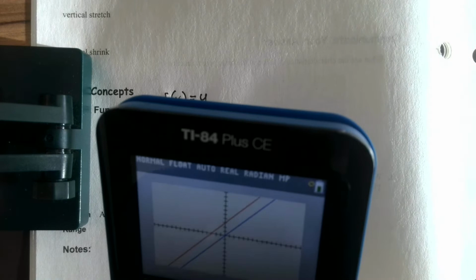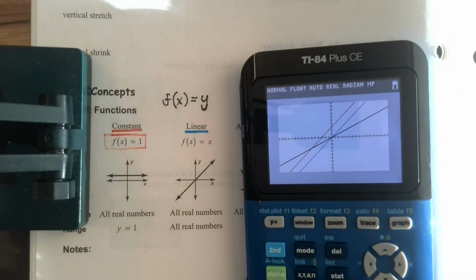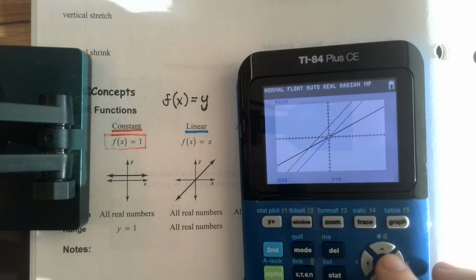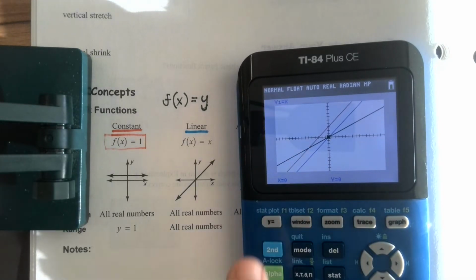So if I take a look at these three graphs right here, all three of these are linear. Our blue line is the parent function. You can see up here the equation is just y1 equals x, or f of x equals x, because they're interchangeable.